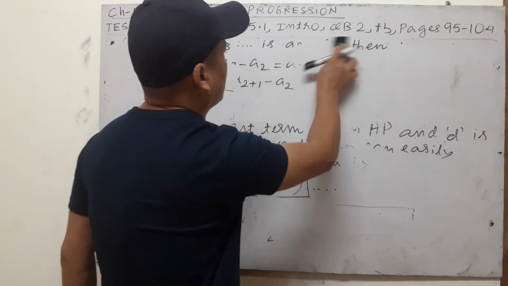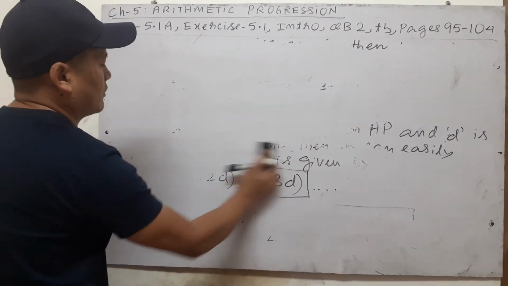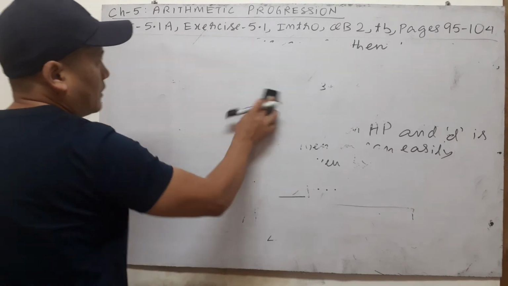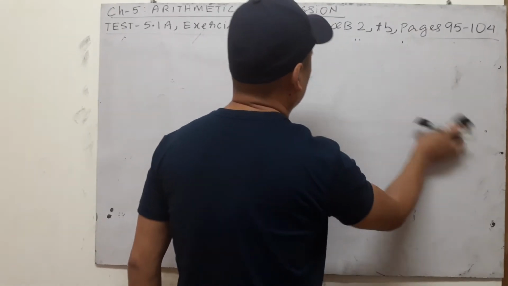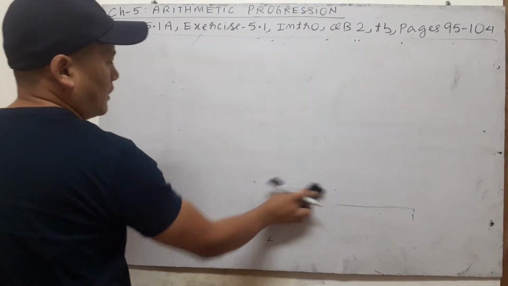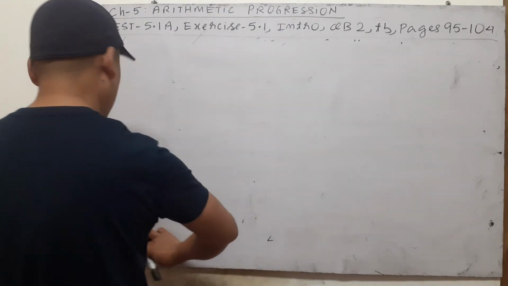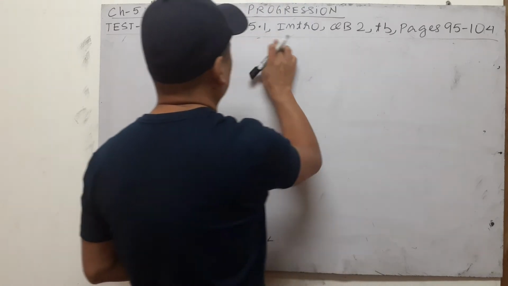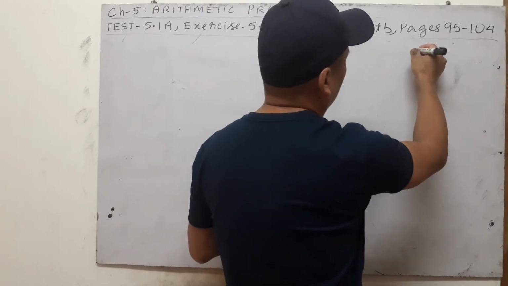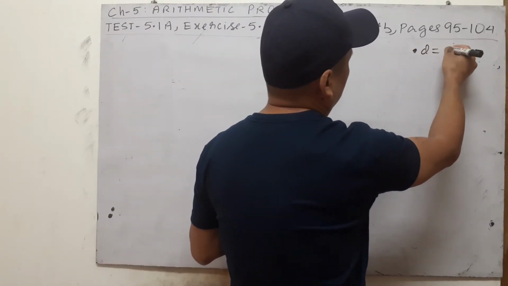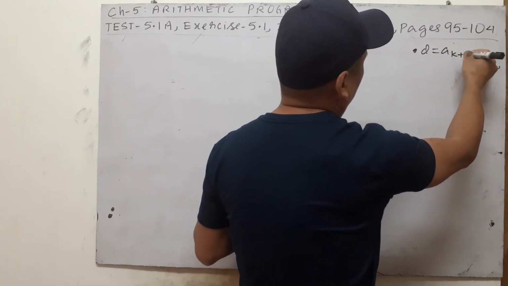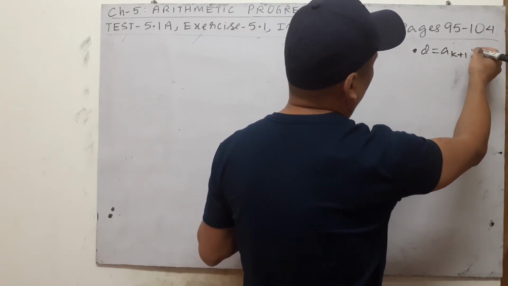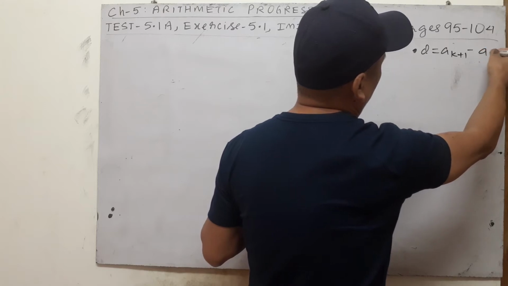here, B2. So under this exercise, let's frequently remind ourselves of the 3 main formulas here. The first one is the common difference formula, d is equal to a k plus 1 minus ak.